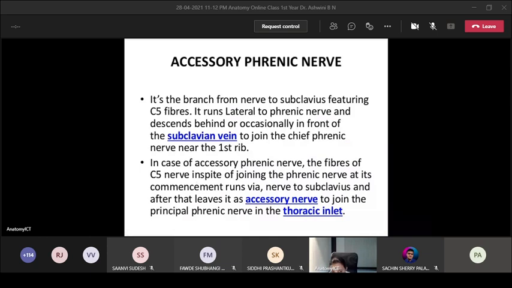Then nerve to the subclavius. Then it passes through the nerve to subclavius. Then it leaves as the accessory nerve to join the principal phrenic nerve in the thoracic inlet. So the fibers run like that. It is derived from the branches of C5, then passes through the nerve to the subclavius. Then it leaves, continues as the accessory nerve and joins with the principal nerve. That's the main phrenic nerve.